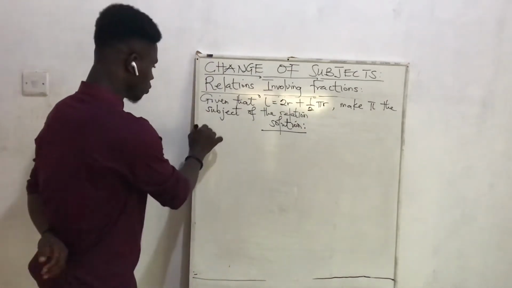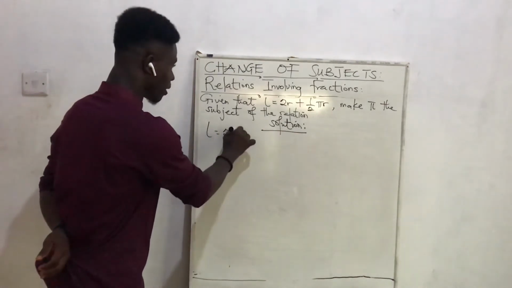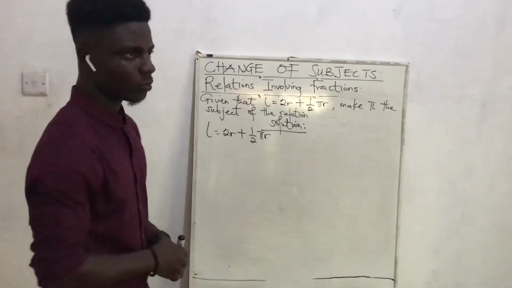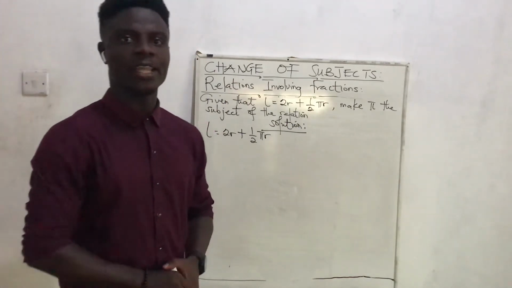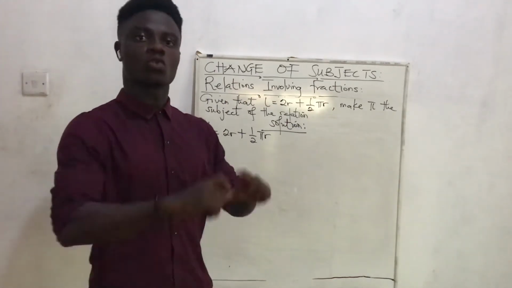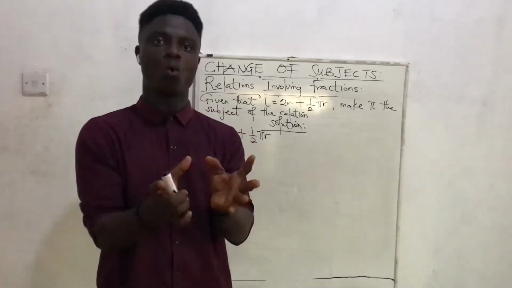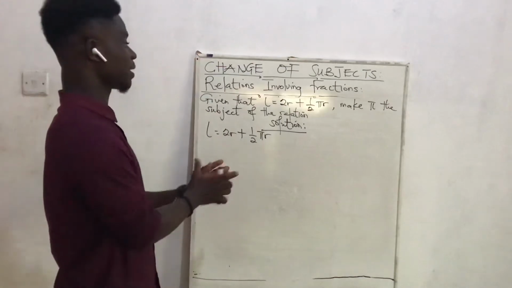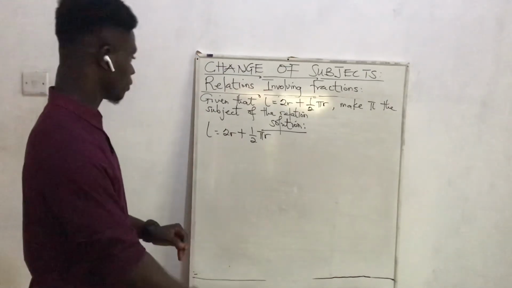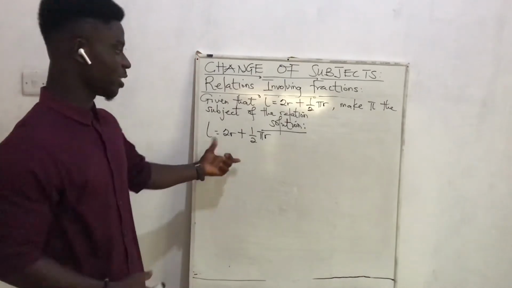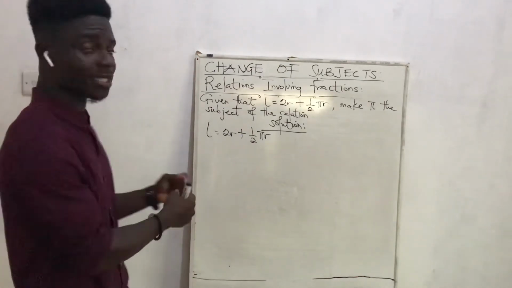So L equals 2r plus 1 over 2 pi r. Making a variable the subject means to let the variable stand on its own. So now L is being made the subject here.